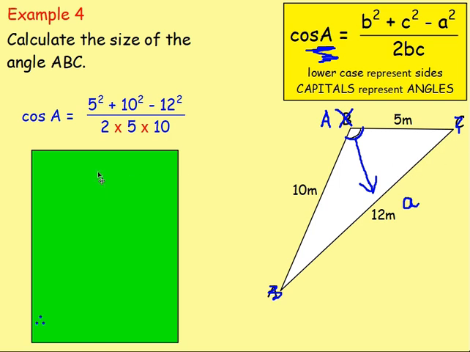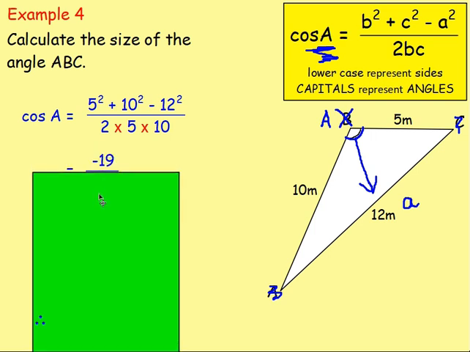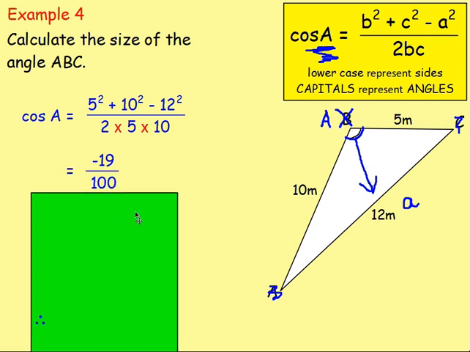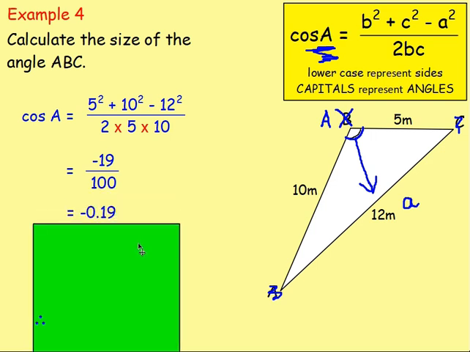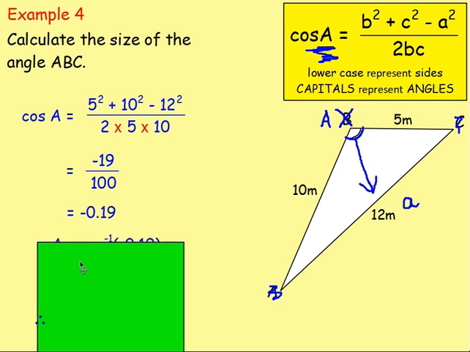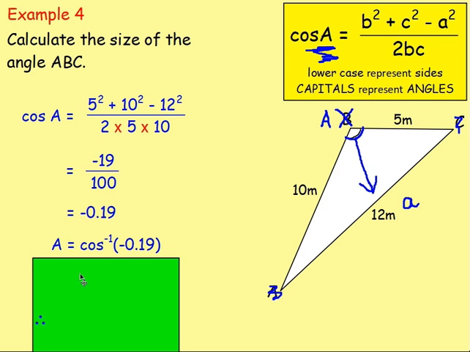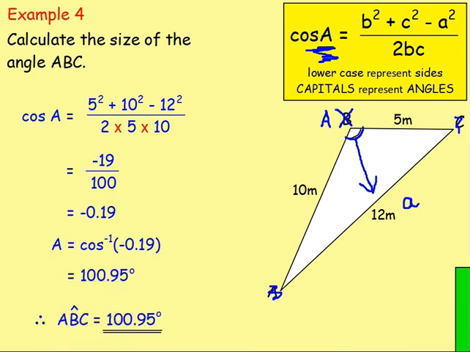If you work out the top row, you end up with negative 19. Negative. And in the bottom row you get 100, that's easy. And from there, if you work that out, you end up with negative 0.19 as a decimal. We're just wanting to get A, so we need to get rid of the cos. So it's going to be shift cos of that answer. So cos to the minus 1 of the negative 0.19.